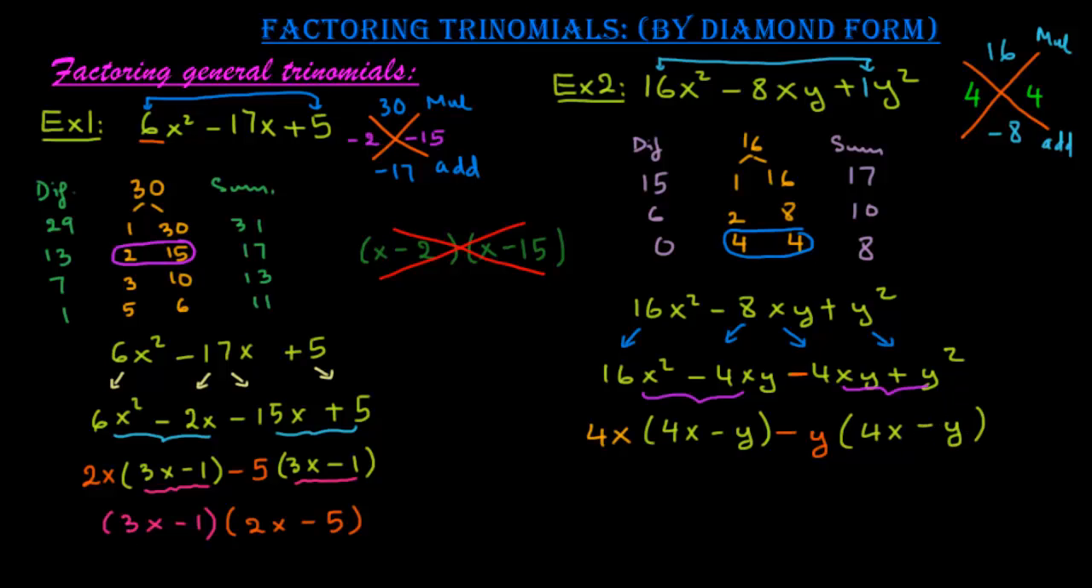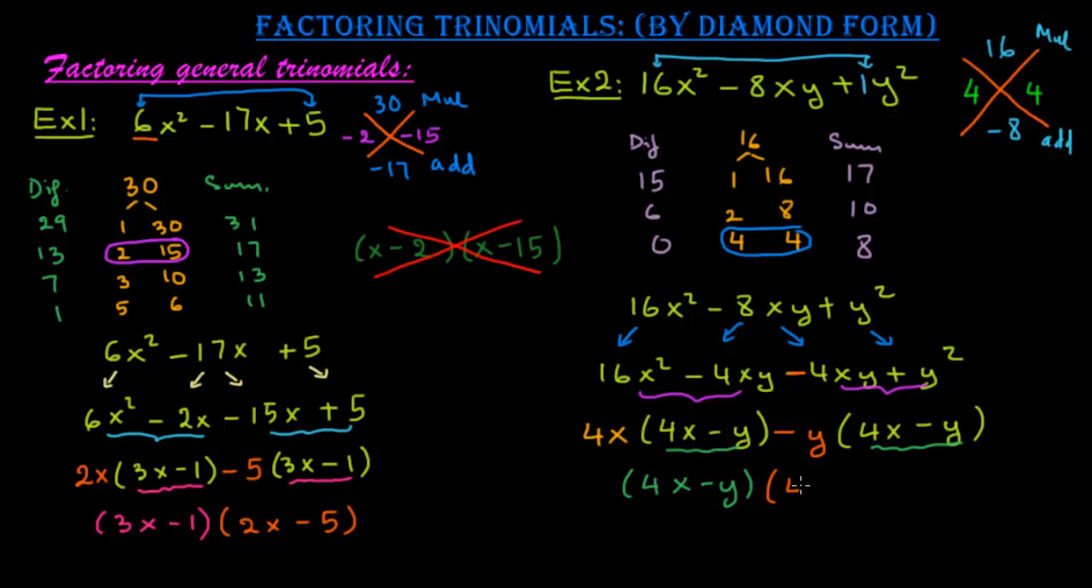As you see, we have 4x minus y and 4x minus y alike, so we're going to factor it out one more time. So 4x minus y, leaving me with 4x minus y inside. As you see, 4x minus y times 4x minus y twice, which means we can write it in terms of a square. So that will be 4x minus y squared. And that is our final answer for example 2.